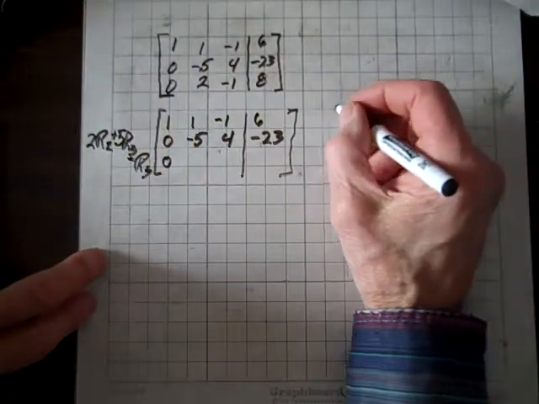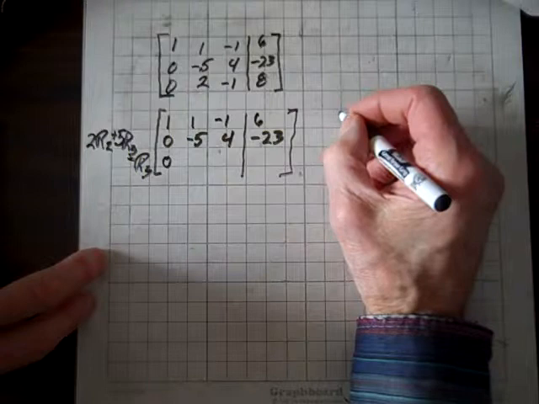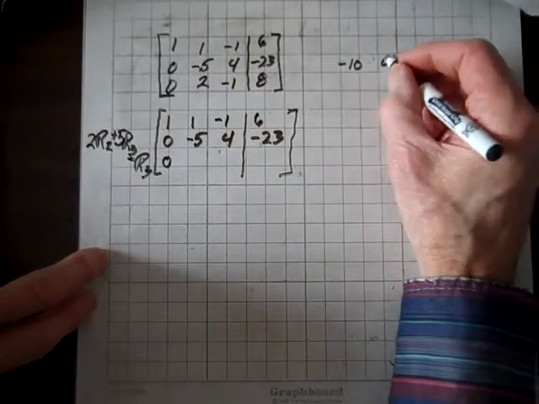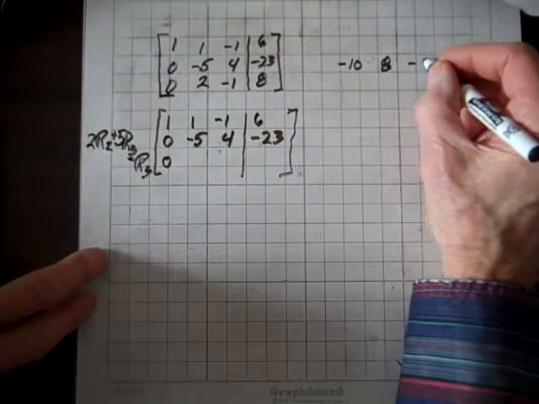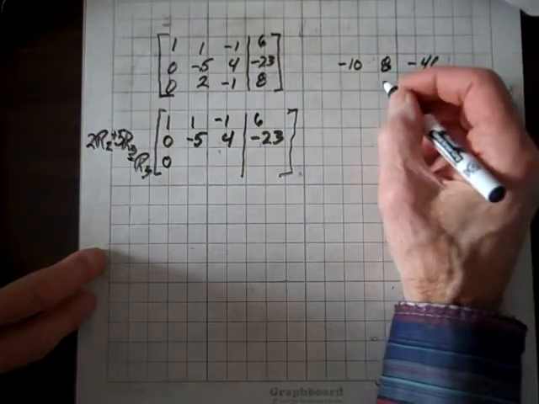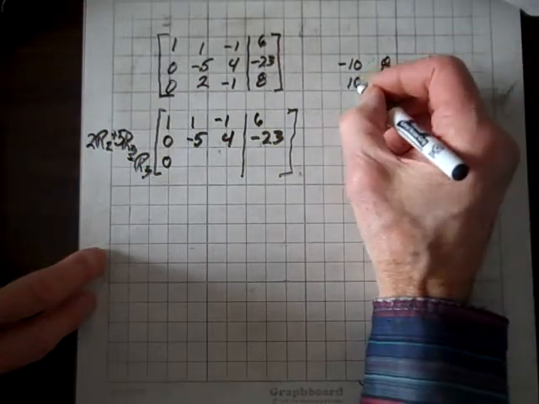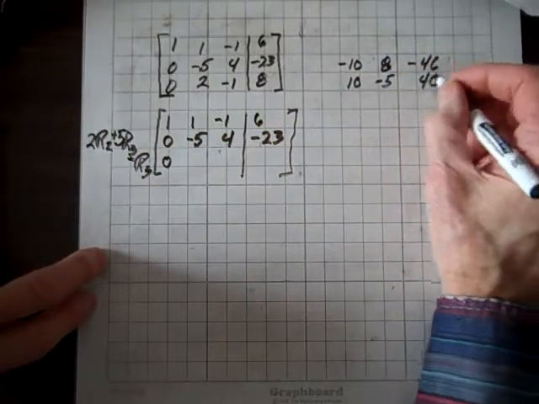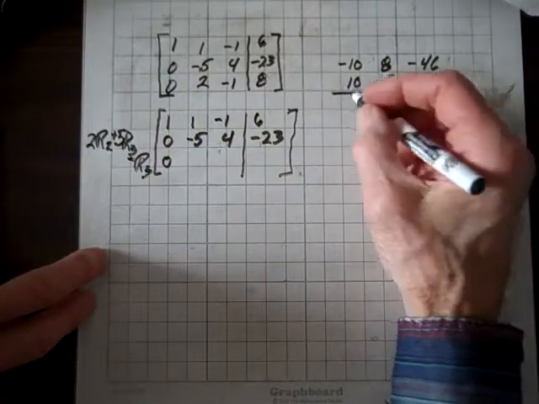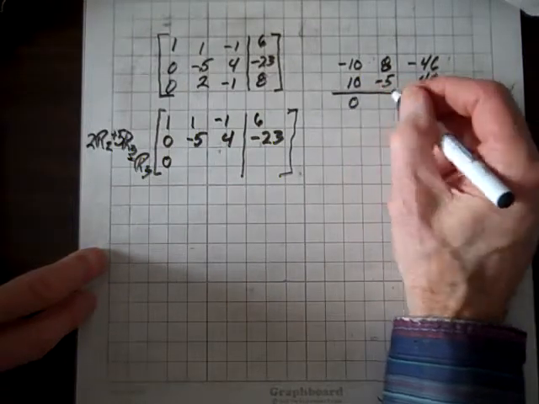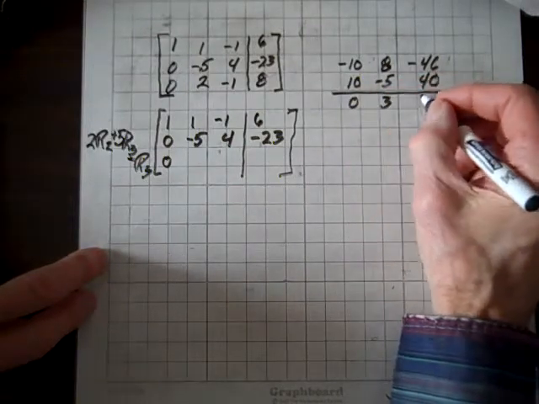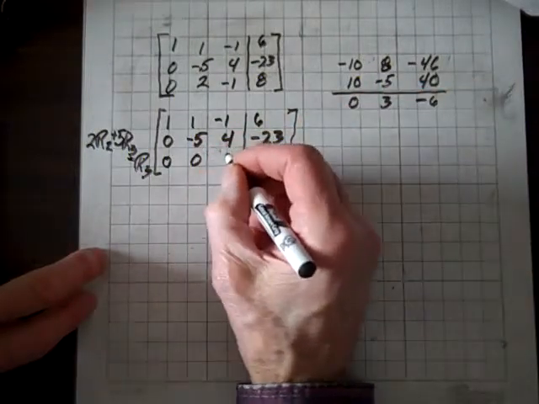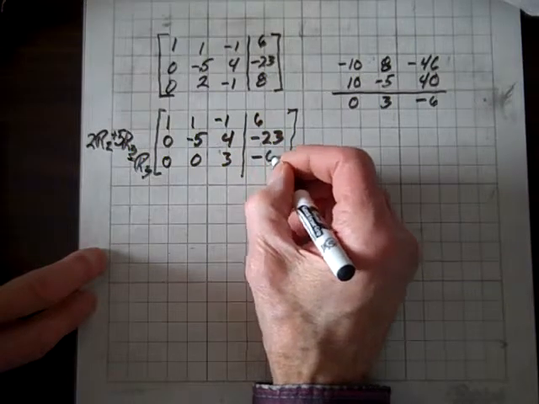So 2 times row 2. So that's going to be negative 10, 8, negative 46, and 5 times row 3. So that'll be 10, negative 5, and 40. Now let's add these up. And there's our 0. Here's 3, and here is negative 6. So we have 0, 3, and negative 6.